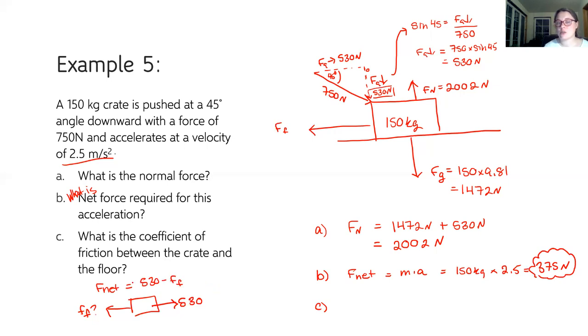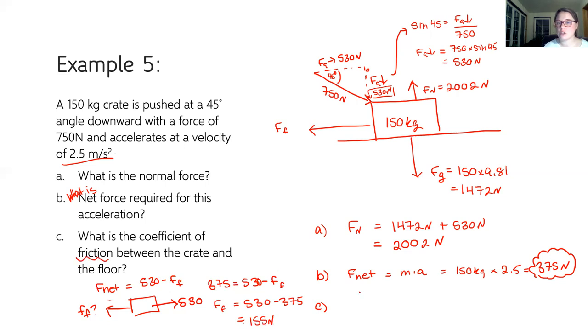530 minus the force of friction. Okay, so if I want to know the force of friction, we're going to rearrange our equation a little bit. So we're going to have 375 equals 530 minus the force of friction. Oops, got to throw 0 in there. So the force of friction will be equal to 530 minus 375. Just rearranging it, which leaves us with 155 newtons.